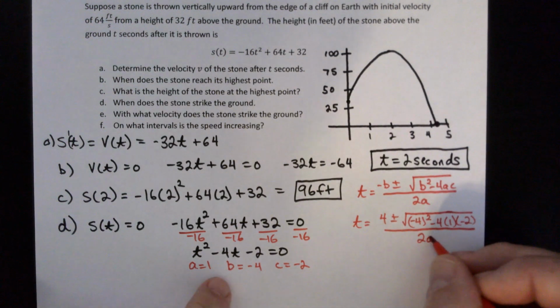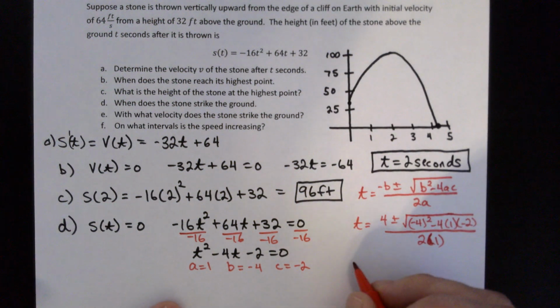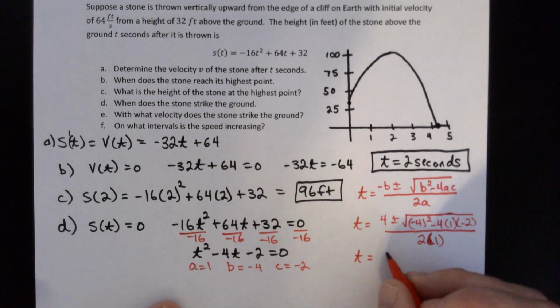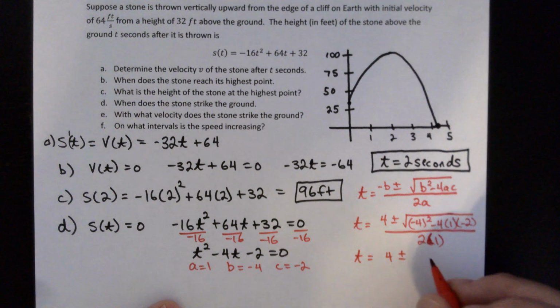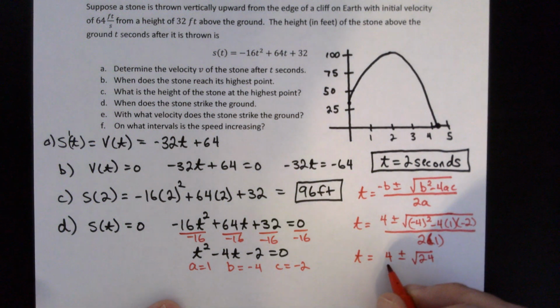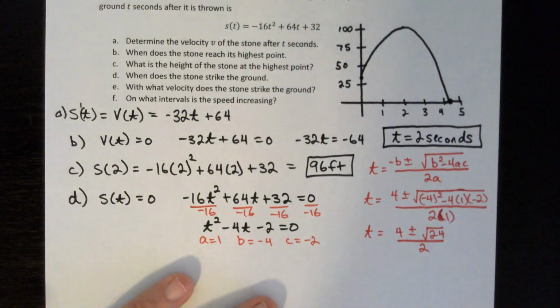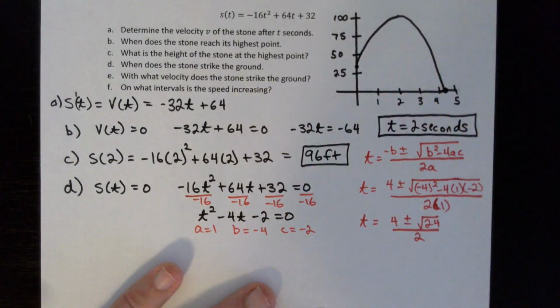Excuse me, I should have plugged in that 2 times 1. Okay, so if we clean up the inside of that, we get 4 plus or minus the square root of 24 over 2. Okay, you can clean up that square root there as well.